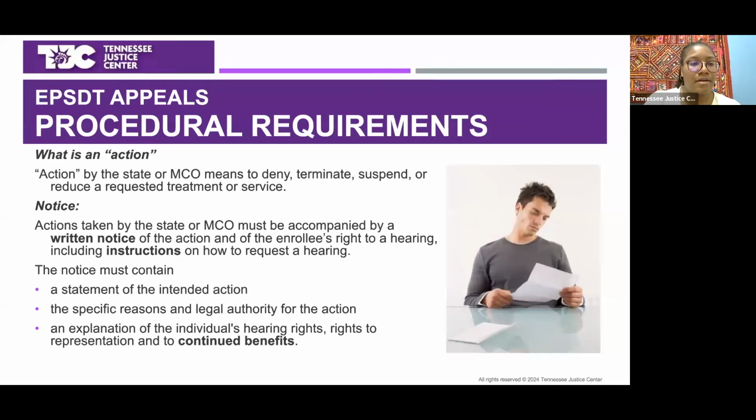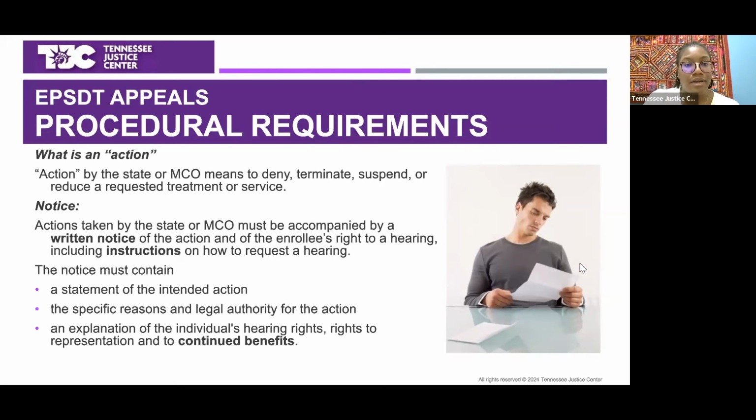So, like I said, an appeal would be triggered by the state TennCare or the MCO, an MCO being Blue Care, United, WellPoint, whatever provider or managed care organization you're working with to get your healthcare needs met. If the MCO or TennCare takes an action, that means they've denied, terminated, suspended, reduced, or delayed a requested treatment or service. So keep that in mind. If any kind of action like that is taken, that's the world we're in, where the next step will most likely be to appeal.